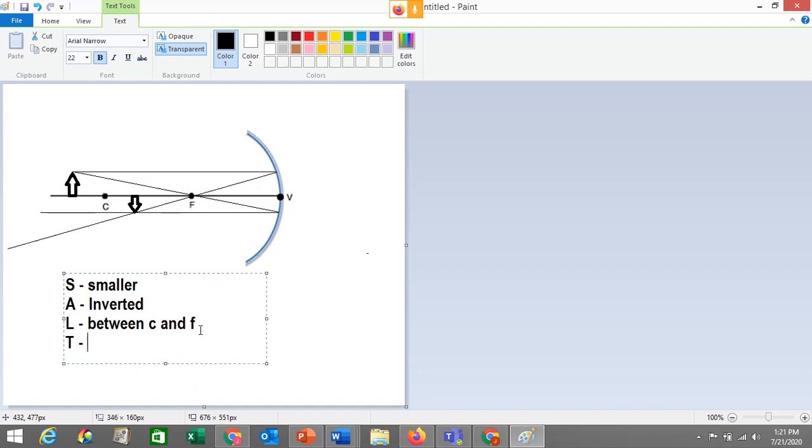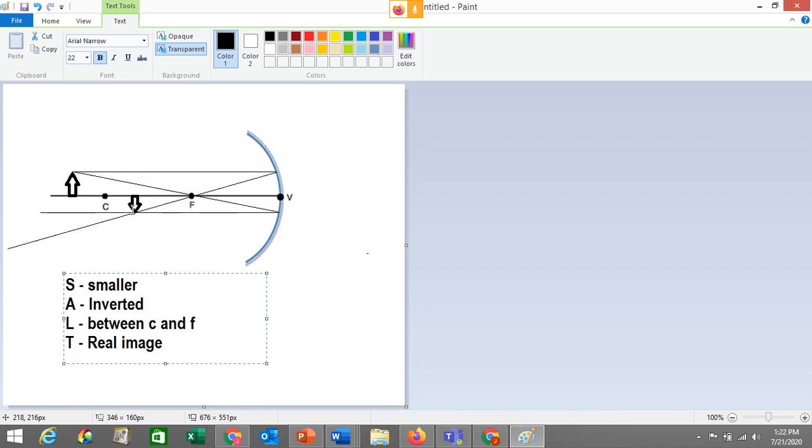And the type of image. Is this a real image or is it a virtual image? Do we actually have light rays intersecting, or do they intersect behind the mirror? As you can see in this case, this really does stem from the real intersection between two light rays. The two reflected rays that we have both cross at this point. So this is a real image.